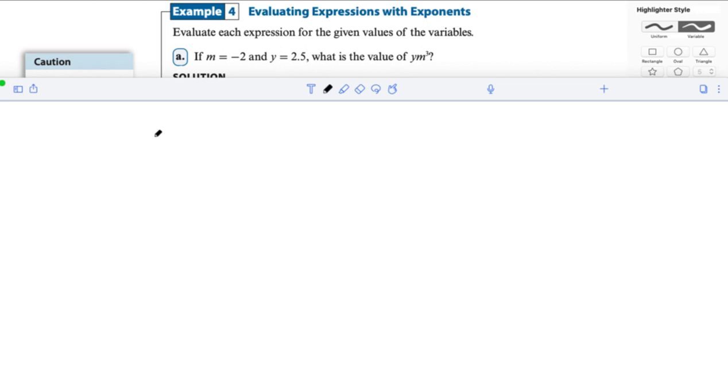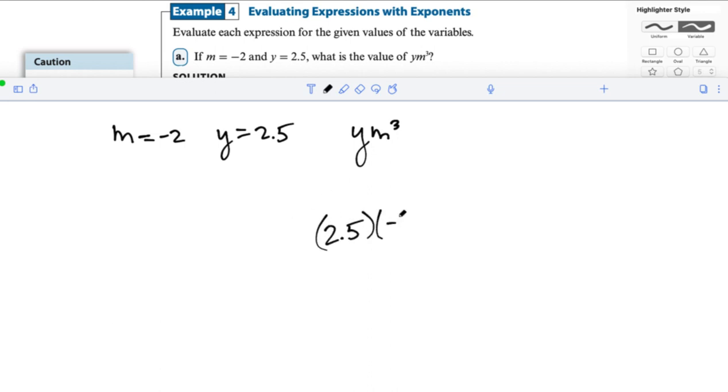So here we are in example 4, and we are going to evaluate the expression. We're told that m is equal to negative 2, so it's a lot more substitution. y is equal to 2.5, and we get the pleasure of figuring out what y times m to the third power is. y being 2.5, we're going to put it there. m to the third power, we'll take that negative 2, raise it to the third. Let's deal with the exponent first. We get negative 8, when I take negative 2 times negative 2 times negative 2, then I'm going to multiply that by 2.5.